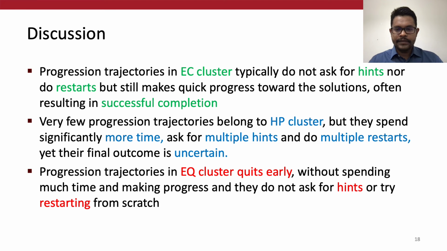To summarize our findings, first note that progression trajectories in the efficient completion, or EC, cluster typically do not ask for hints nor do restarts, but still make quick progress towards the solution, often resulting in successful completion. Whereas progression trajectories in the high persistence, or HP, cluster spend significantly more time, ask multiple hints, and do multiple restarts to solve the problem, yet the final outcome is uncertain. Finally, progression trajectories in the early quitting, or EQ, cluster quit early without spending much time and often leave the programming activity unfinished. Also, they typically do not ask for hints or try restarting.